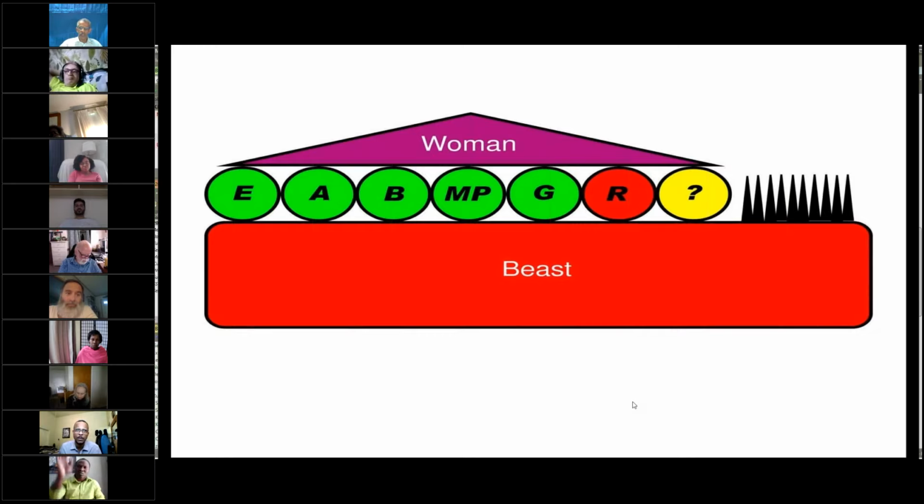Remember what the second beast does, right? The second beast gets everybody on earth to worship the first beast, remember? So even though the second beast is a major power and he is manipulating things, his ultimate aim is to focus worship on the first beast. So therefore, the focal element in this world is still the first beast.